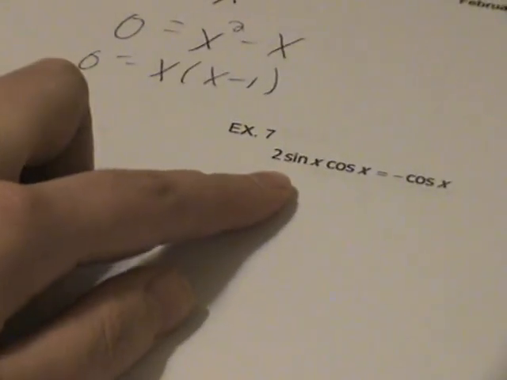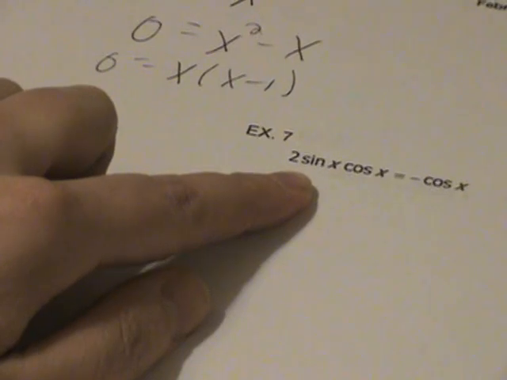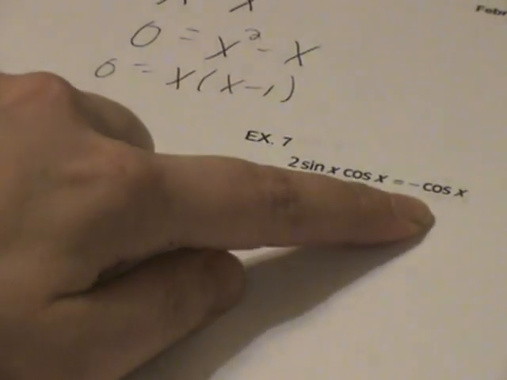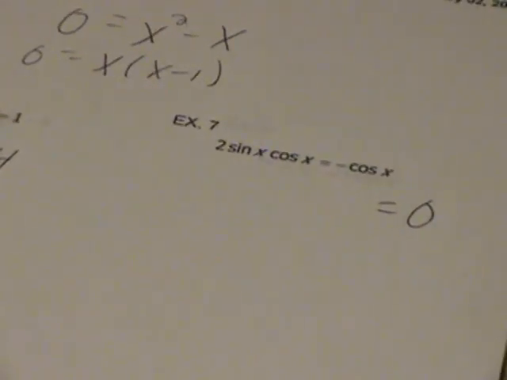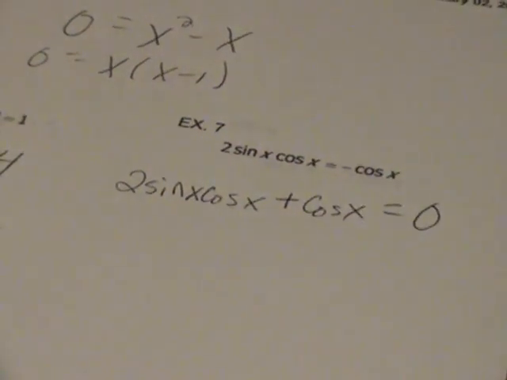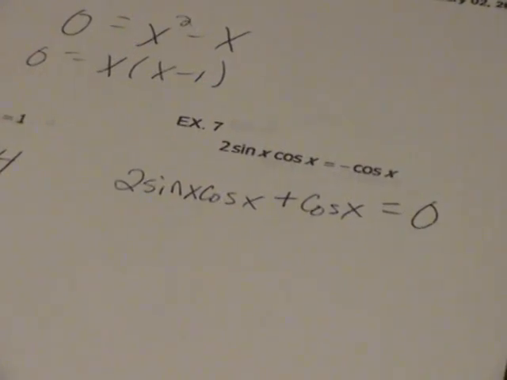That is how we're going to solve this kind of stuff in pre-cal. So we're going to take that negative cosine x, we're going to add it to the other side, so I'll have a 0 over here. So I'll have 2 sine x cosine x plus cosine x.